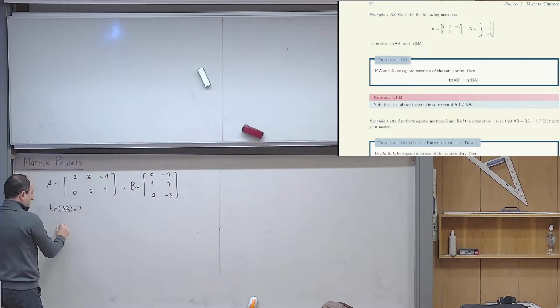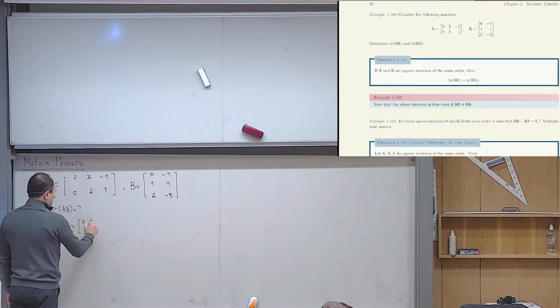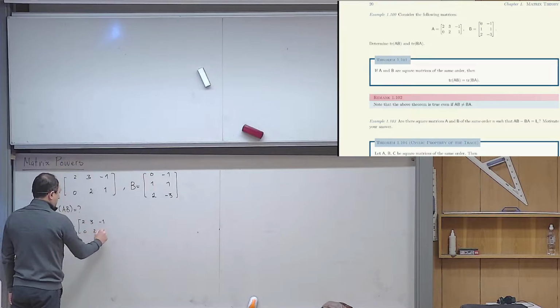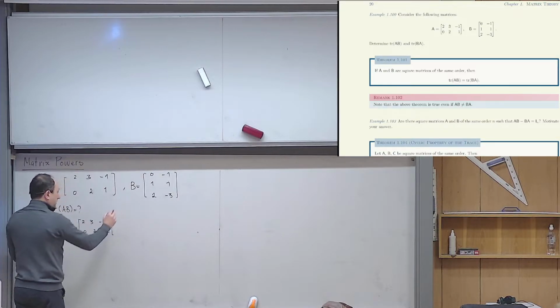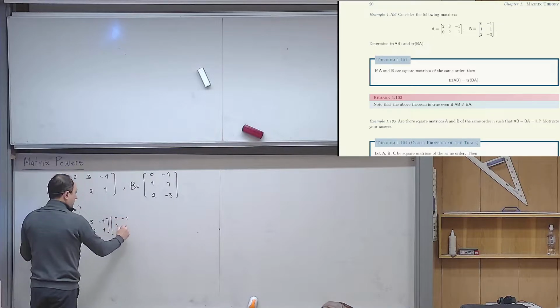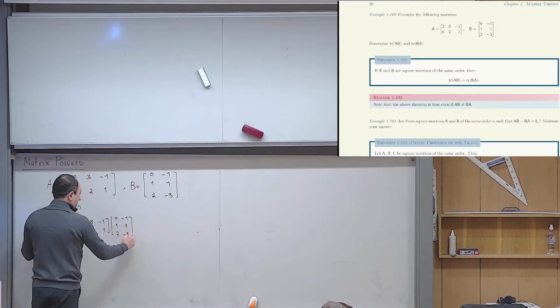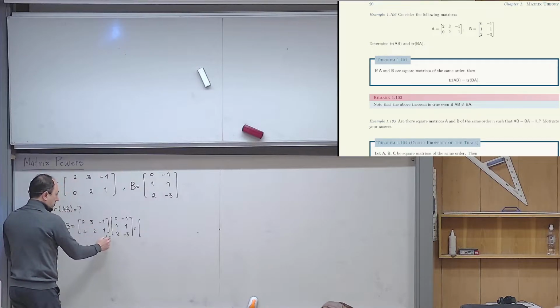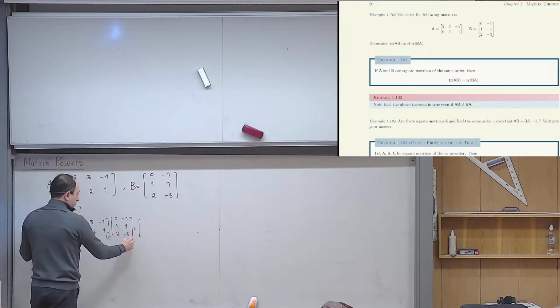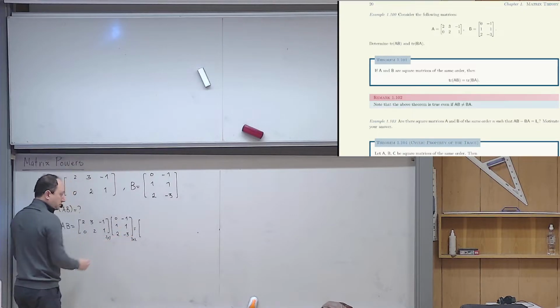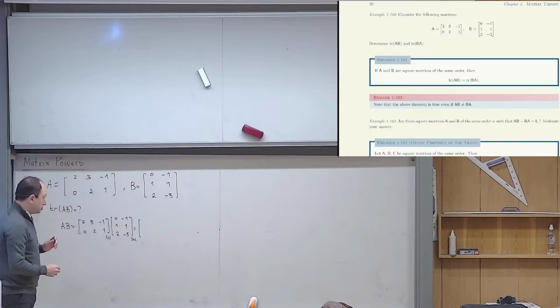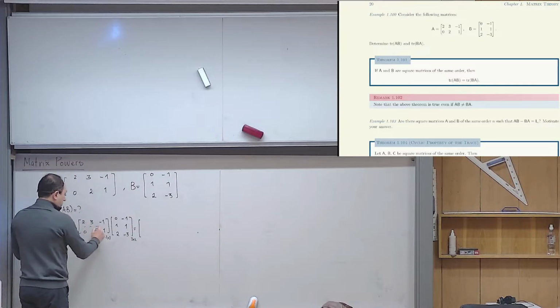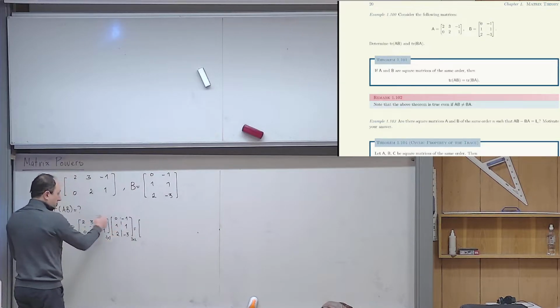To do this, I have to multiply A by B. So A is [2, 3, -1; 0, 2, 1]. I multiply it by [0, -1; 1, 1; 2, -3]. And I calculate this. Is it possible to multiply? Let us review a little bit. There are 2 rows and 3 columns in this matrix. There are 3 rows and 2 columns in that matrix. So it is possible, and the result will be a 2 by 2 matrix. So I partition these 2 rows, partition these 2 columns, and I start multiplying.